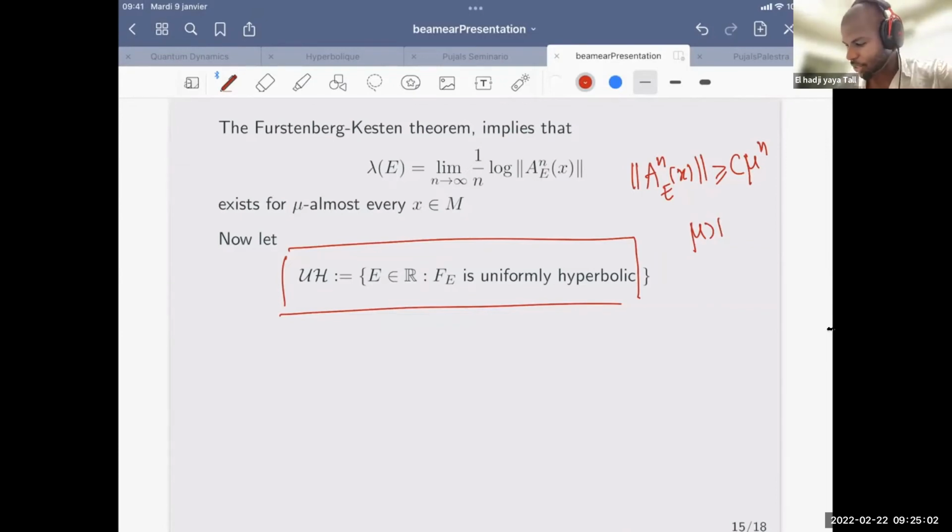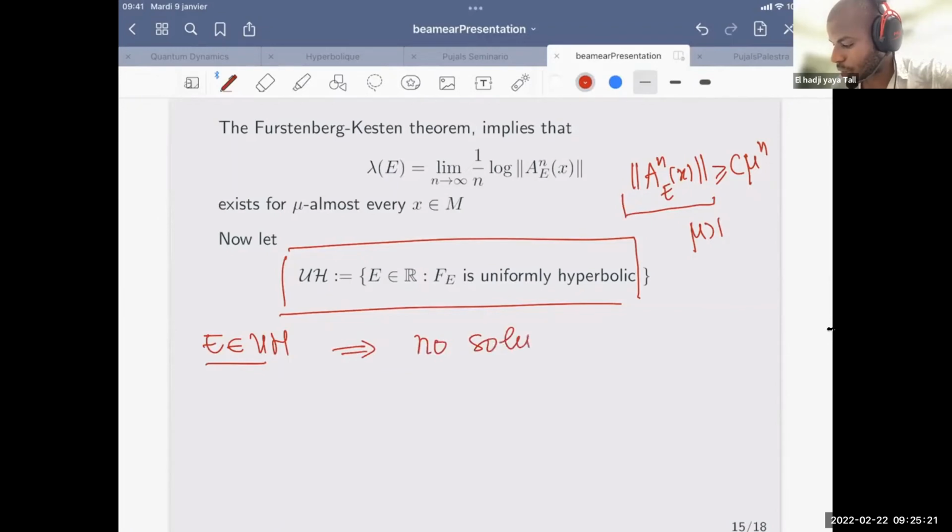So if an energy E is inside U, this means that the norm of the cocycles is exponentially growing. So there is no solution. It implies no solution for HU equal EU. For this particular energy, we don't have an eigenfunction. Why don't we have an eigenfunction?